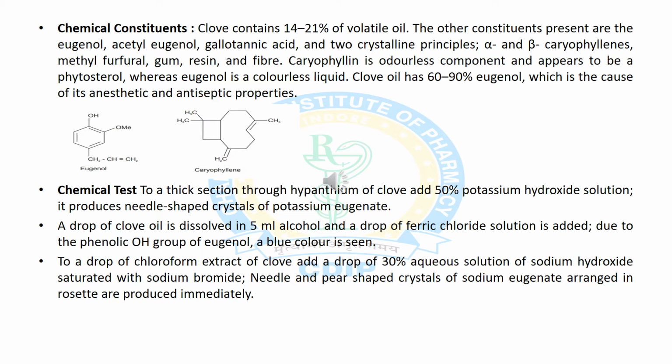Now we will discuss the third test. First of all we take a chloroform extract of clove and treat it with 30% aqueous solution of sodium hydroxide and saturated sodium bromide, so it also shows needle shaped crystals of potassium eugenate.